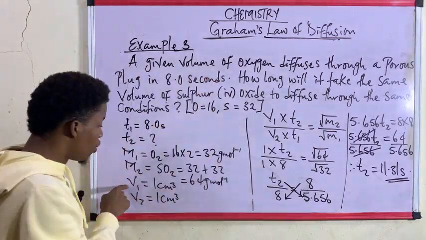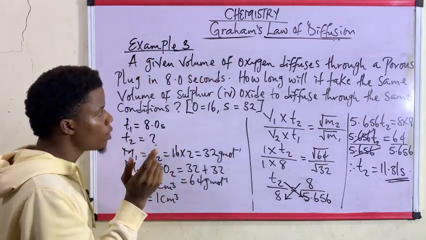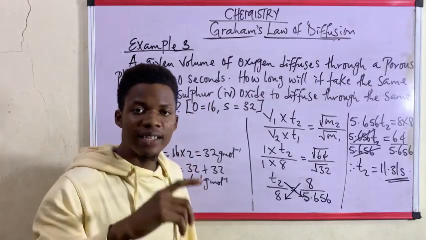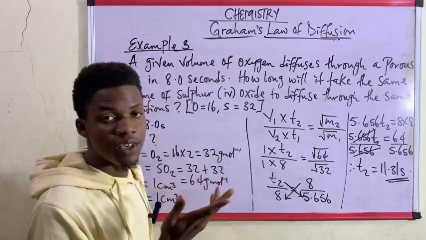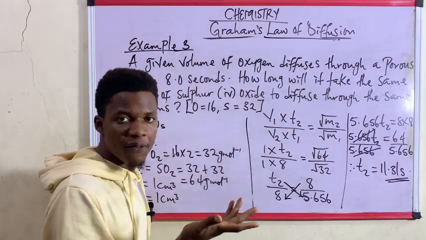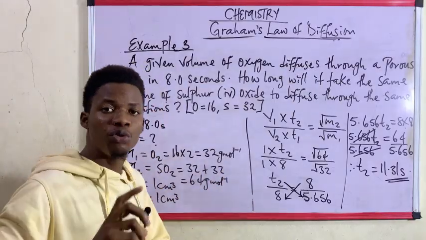You can assume your V1 to be 100. For sulfur, that's your V2. You must also make sure it is what? 100. You can decide to use 50. You can even decide to use 2 or 5. Alright? Why are you using this?